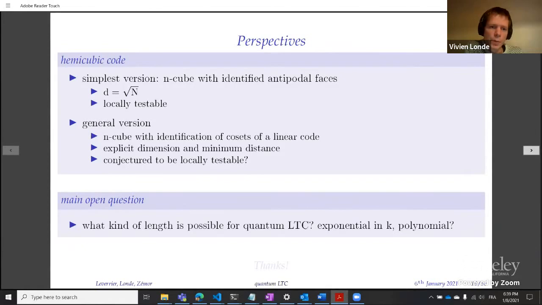So to summarize and give some perspectives, we gave two constructions of quantum codes based on n-dimensional cubes. The first one, there is only one identification, and this gives only one logical qubit. And we can show that such codes are locally testable. And then a general version has a polynomial number of logical qubits, but is harder to analyze. And the main open question is to see for which growth of logical qubits we can find some quantum locally testable codes. Thank you.